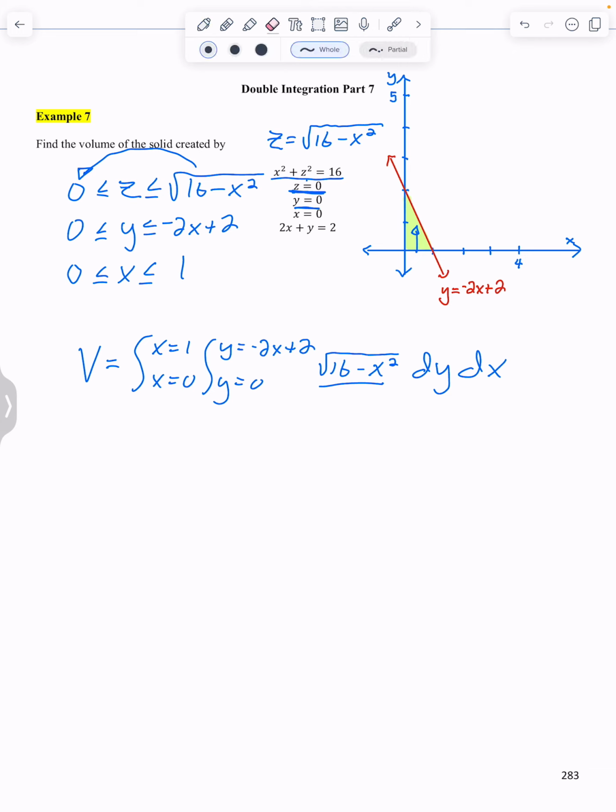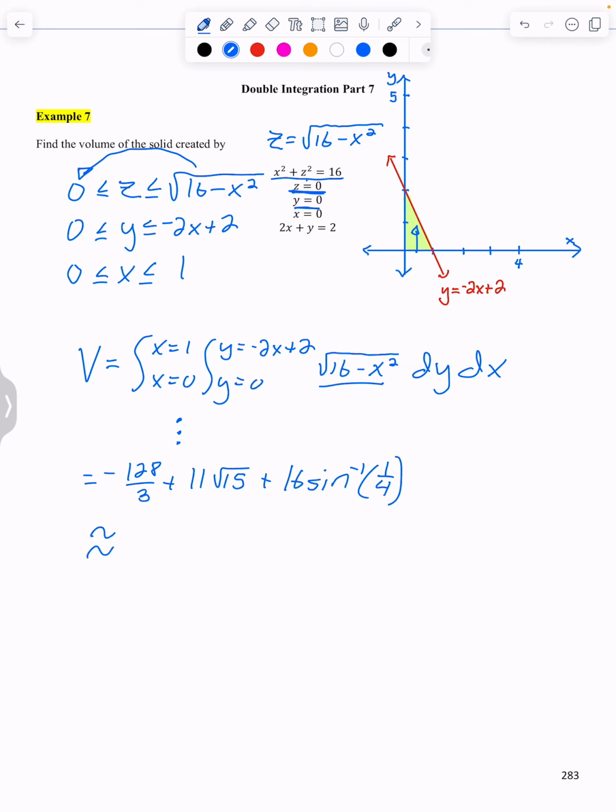The answer for this, I'm just going to give you, because all I'm concerned with is can you set this problem up. So the answer, if you would like to check yours, is negative 128 over 3 plus 11 square roots of 15 plus 16 inverse sine of 1/4. That comes from our trig sub. That is my exact answer. If we were to use a calculator, it is roughly 3.979.